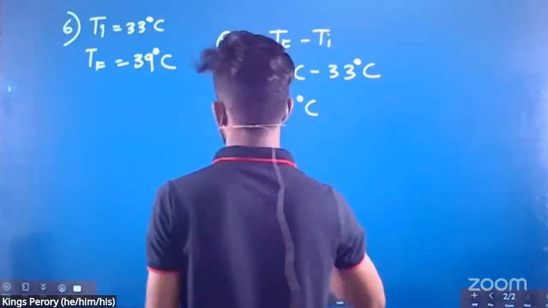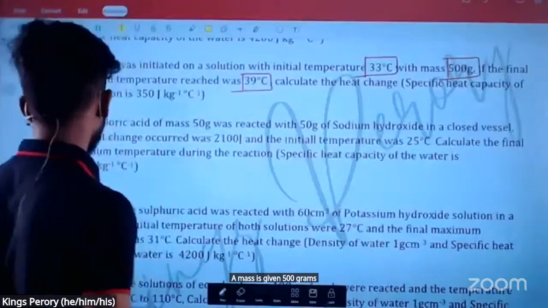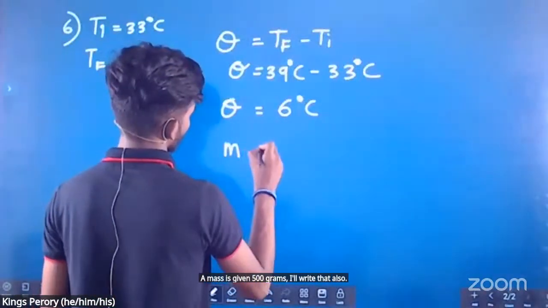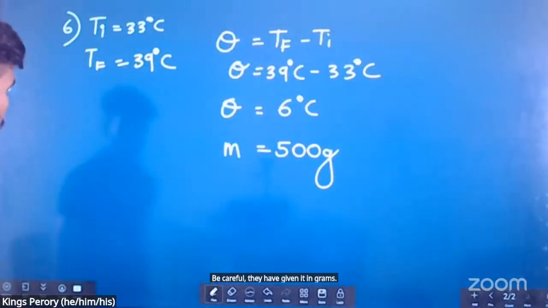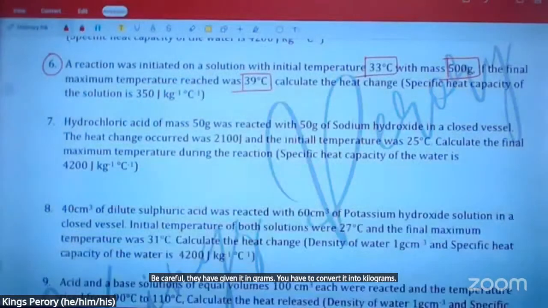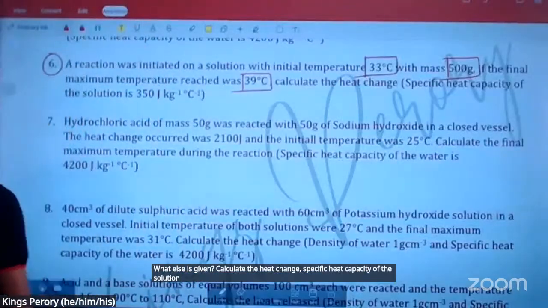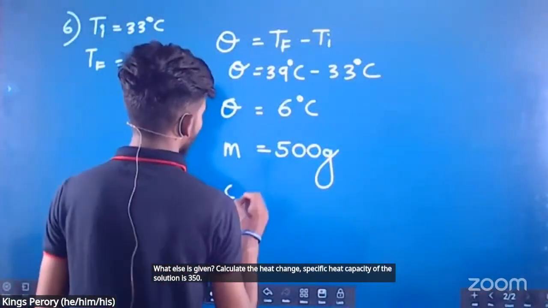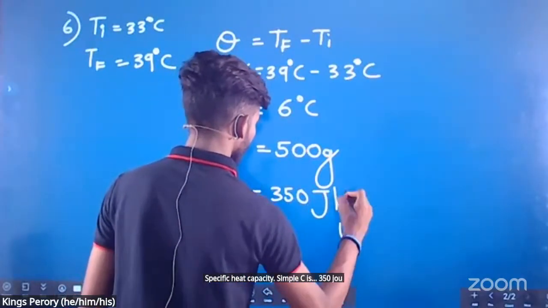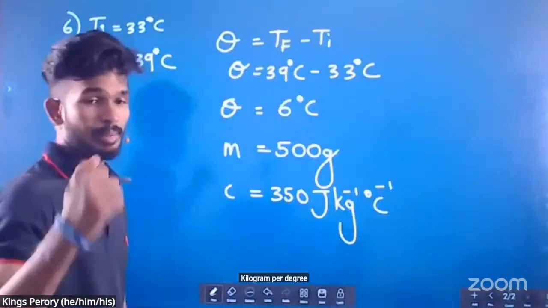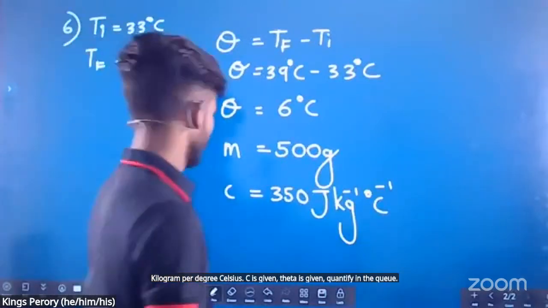Theta is 6. They are not asking that. Mass is given, 500 grams. I'll write that also. Be careful. They have given it in grams. You have to convert it into kilograms. What else is given? Calculate the heat change. The specific heat capacity of the solution, simply C, is 350 joules per kilogram per degree Celsius. M is given. C is given. Theta is given. Can't you find the Q? We'll work it out now.